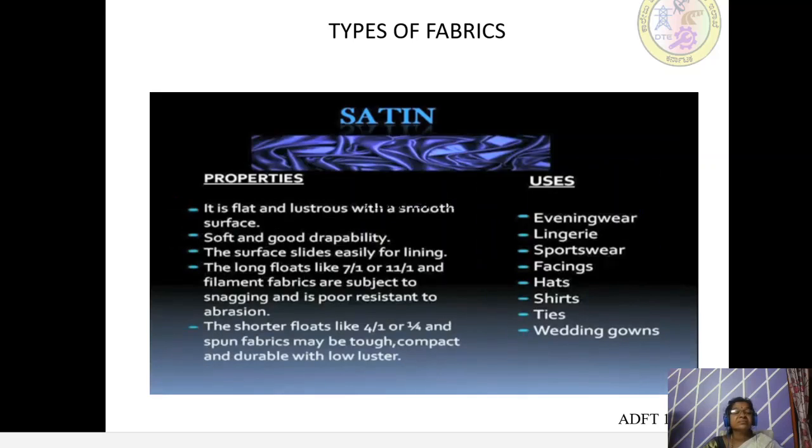Properties: it's flat and lustrous with a smooth surface, soft and with good durability. The surface slides easily, good for lining. The long floats like 7-1 or 11-1 and filament fabrics are subject to snagging and have poor resistance to abrasion. The shorter floats like 4-1 and 1-4 and spun fabrics may be tough, compact and durable with luster. Uses: it's used in evening wear, lingerie, sportswear, bedding, hairs, shirts, ties, wedding gowns.